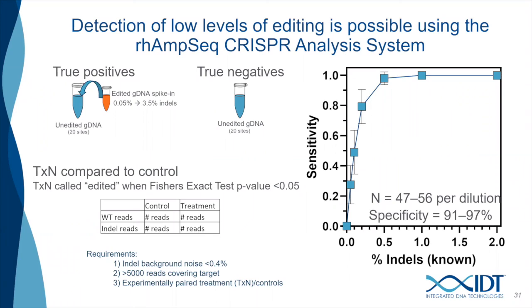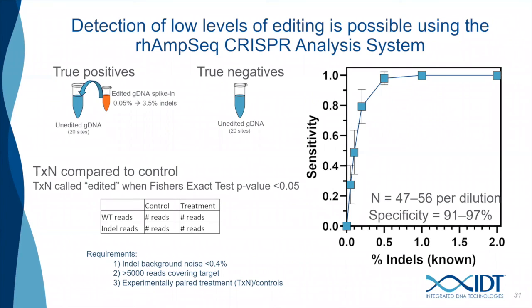To provide a binary call of whether a sample was edited or not, we performed a Fisher's exact test on the paired end reads, comparing the read count of wild type and indel containing reads for either treatment versus control. This allowed us to get a p-value, which we used as a threshold to qualify anything with less than 0.05 as a truly edited site.